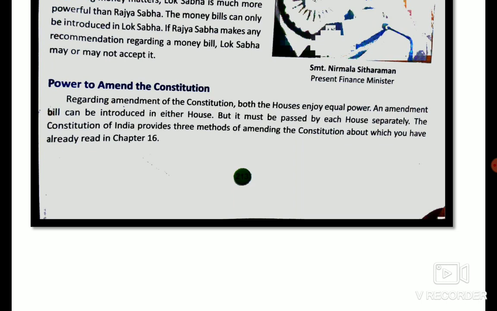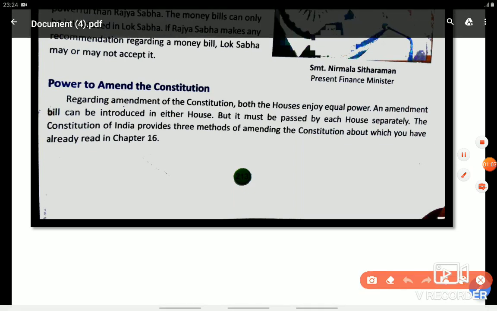Regarding amending of the Constitution, both the houses enjoy equal powers. Which are those both the houses? Lok Sabha and Rajya Sabha. These both houses, Lok Sabha and Rajya Sabha, enjoy equal powers.